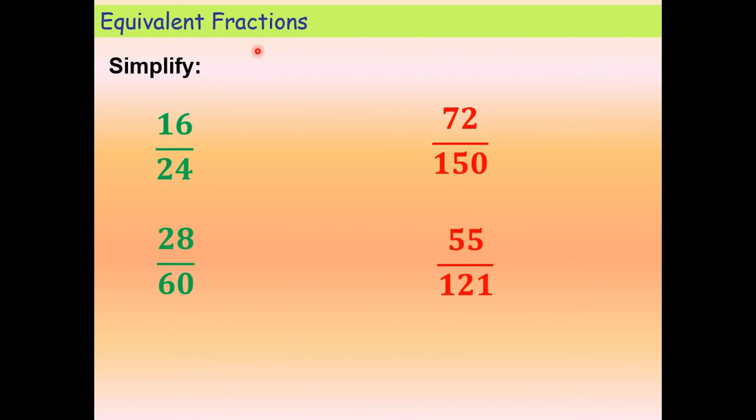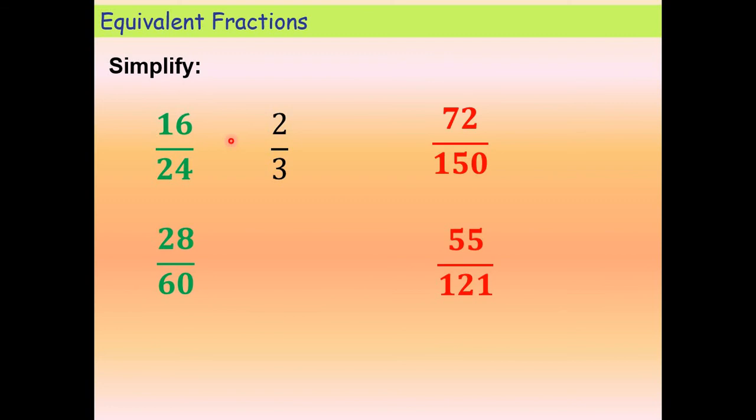Okay, so let's have a look at some of the answers to this question. So number 1, 16 over 24, this fraction here. You can simplify that down. Now, both of these numbers are in the 2 times table. So if you notice they were both in the 2 times table, you can divide them both by 2 to get 8 over 12. You can then divide by 2 again to get 4 over 6, and divide by 2 again to get 2 over 3.